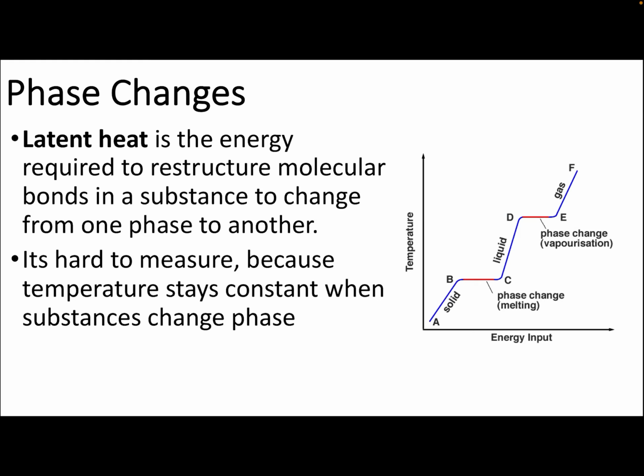So this is just another example here, temperature versus energy, where we have a solid, we have a liquid, we have a gas, and all of them show that it takes some energy when there's no corresponding temperature change, and the energy that's going in is changing or restructuring the molecular bonds. It's a hard thing to measure because the temperature stays constant, like from B to C. How much energy did we put in there?